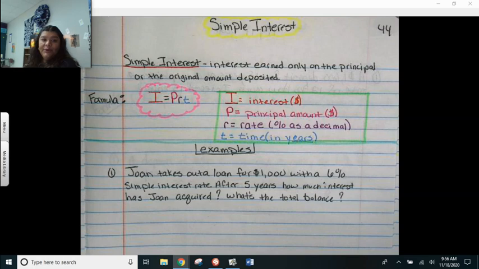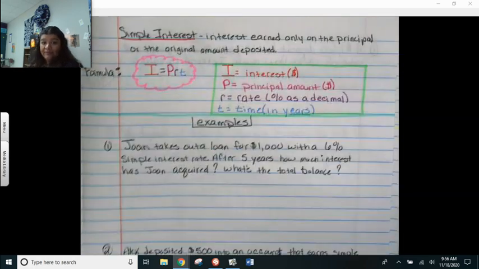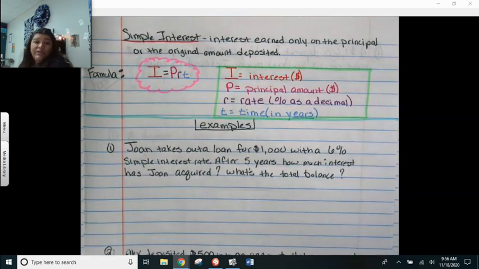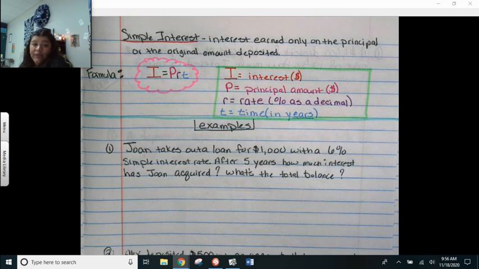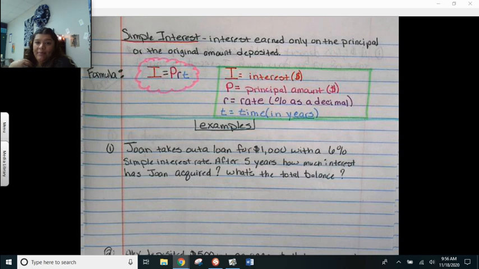All right, so simple interest. What is it? It is interest earned only on the principal, or the original amount you deposited. You'll see simple interest when you go to a bank and have a savings account. You put money in there and it builds interest. So the bank pays you to keep your money there.